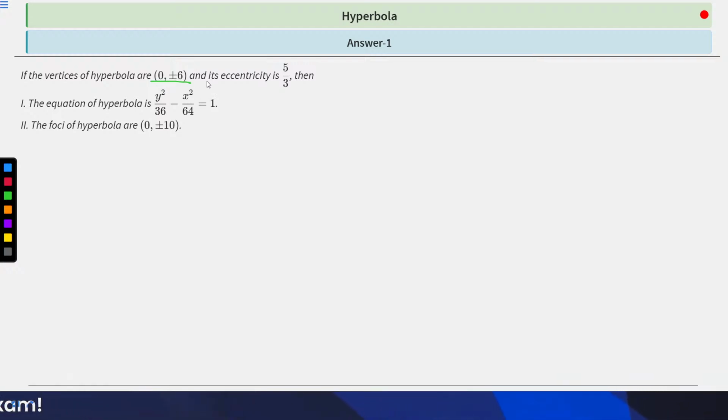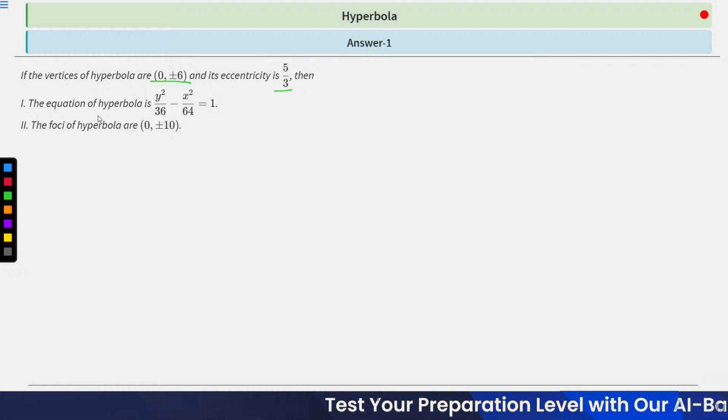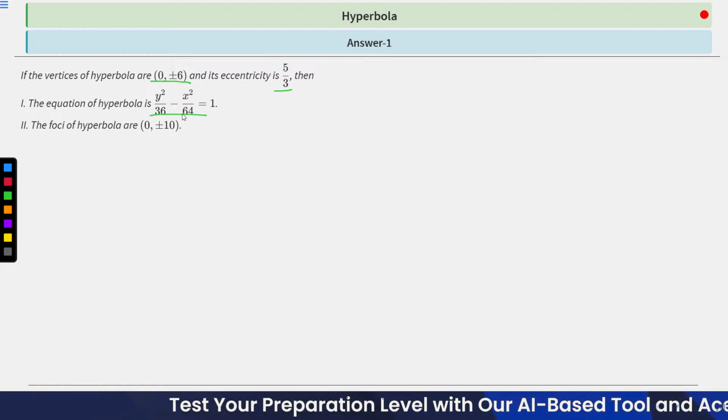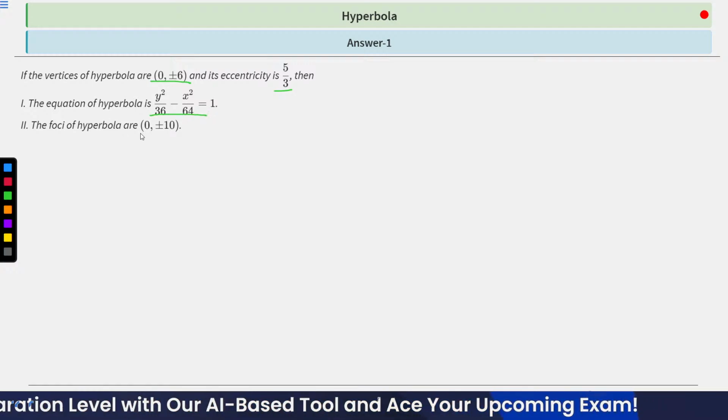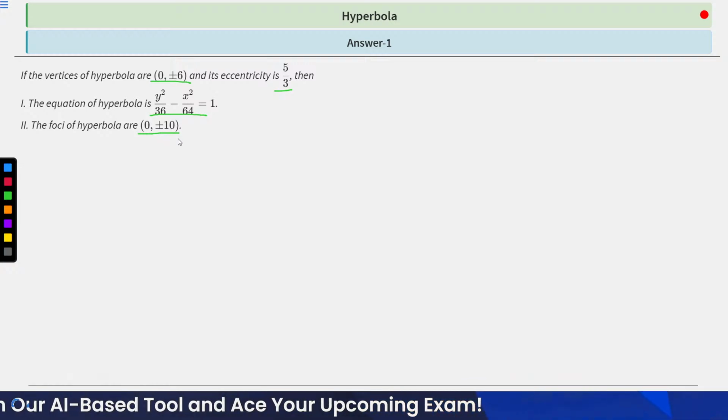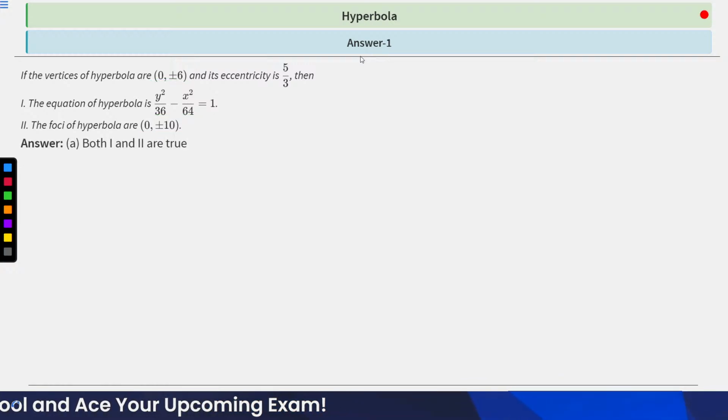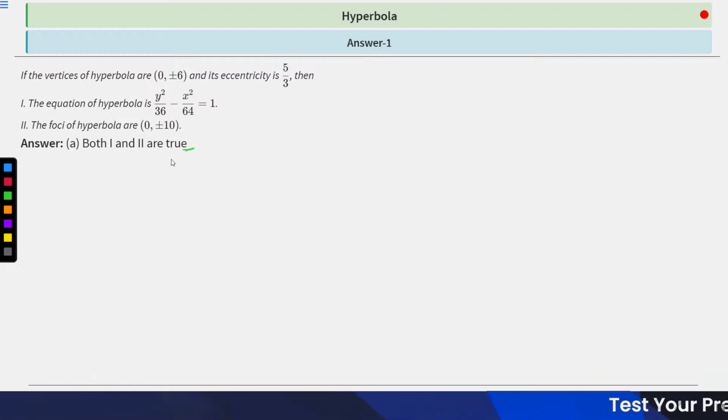Okay, and its eccentricity is 5 by 3, obviously greater than 1. Then the equation of the hyperbola is y square by 36 minus x square by 64 is equals to 1, and the foci of the hyperbola are 0 comma plus minus 10. So the correct option will be A, that both the statements are true. Let me just go through how they are true.